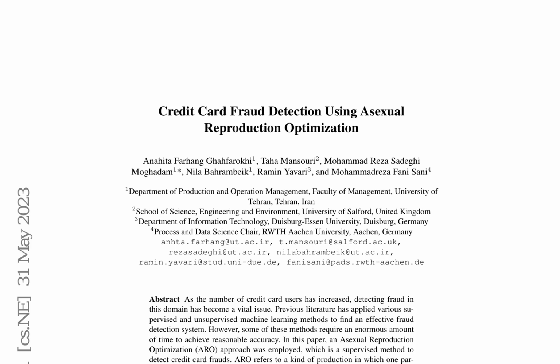Credit card fraud has become a significant issue in the digital age, with a huge amount of money lost annually due to fraudulent transactions. Banks and financial institutions are forced to deploy fraud detection systems to mitigate these risks. This paper presents a novel approach using Asexual Reproduction Optimization, ARO, to detect credit card frauds. ARO is a supervised method that aims to improve the effectiveness of fraud detection by sampling from the majority class, thereby enhancing recall and reducing the required training time.